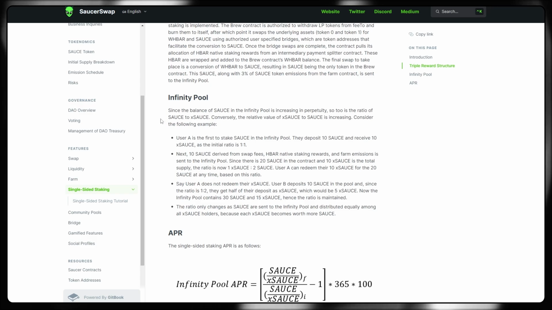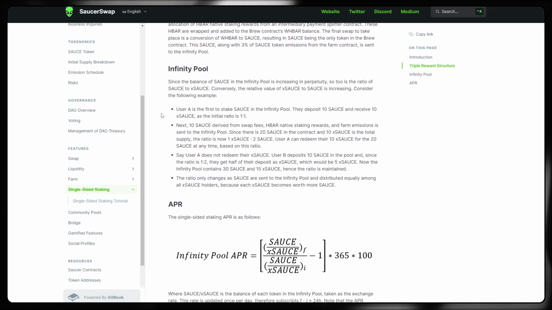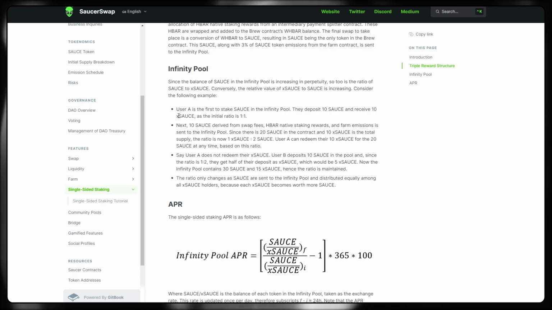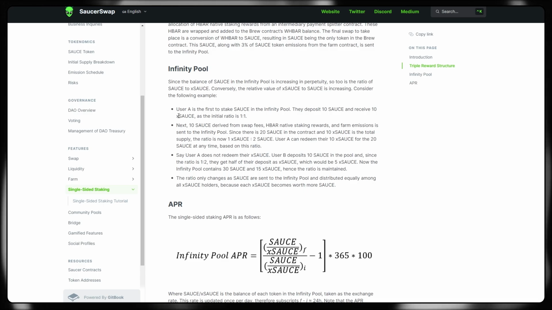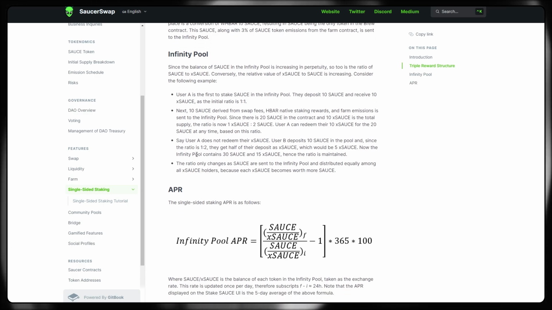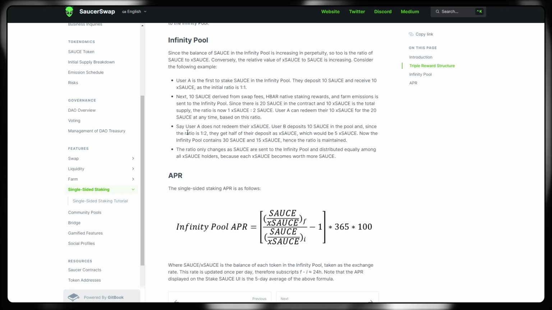Consider the following example. User A is the first to stake source in the infinity pool. They deposit 10 source and receive 10 XSAUCE. So therefore, the initial ratio is 1:1. And this is, again, exactly how HBAR to HBARX functions and operates. Currently, the ratio is still 1:1 at the moment, and hopefully it will be if you guys get in early. So you effectively deposit 10 source in and you receive 10 XSAUCE token receipts in return.